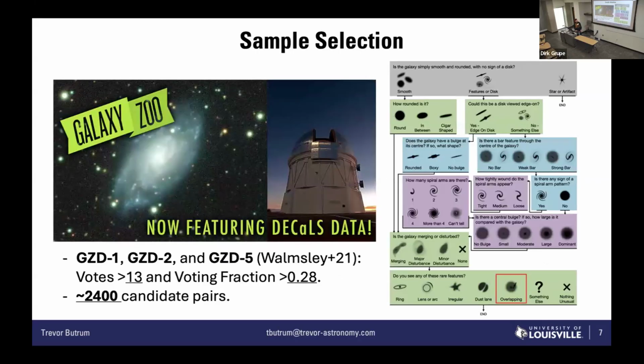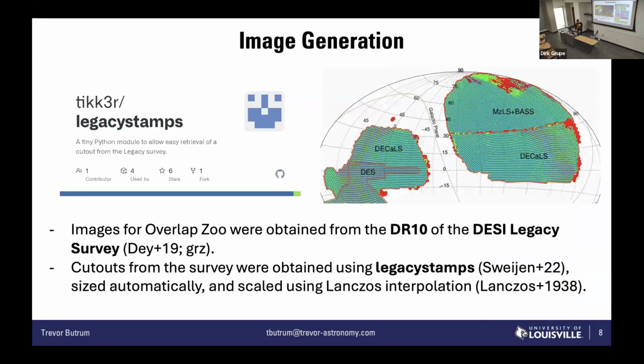For my sample selection, I used Galaxy Zoo DECaLS, which is from Galaxy Zoo. I used votes above a threshold for the overlap question, which I mentioned earlier. This overlapping question gets a certain number of votes and a certain voting fraction, and I made a cut for votes above 13 and voting fractions above 0.28. That gave me about 2,400 candidate pairs. Now, these pairs are not all overlapping galaxy pairs. Some of these may be interacting pairs. That's one of the limitations of my project, which I will discuss later as well.